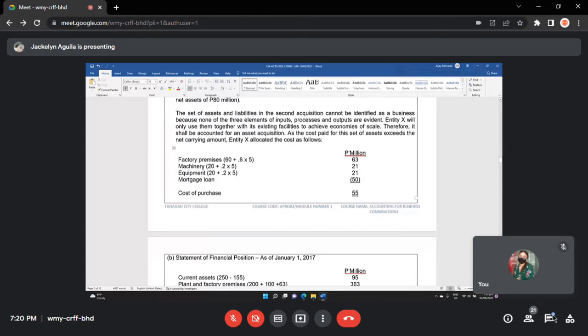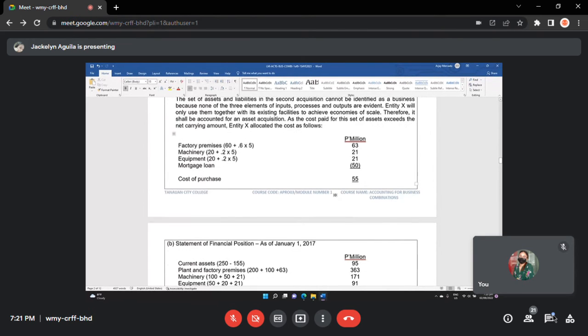Ang mangyari po ay factory premises 63, machinery 21, equipment 21, mortgage loan, ima-minus po yung mortgage loan sa 63, 21, 21 at equals to cost of purchase 55.